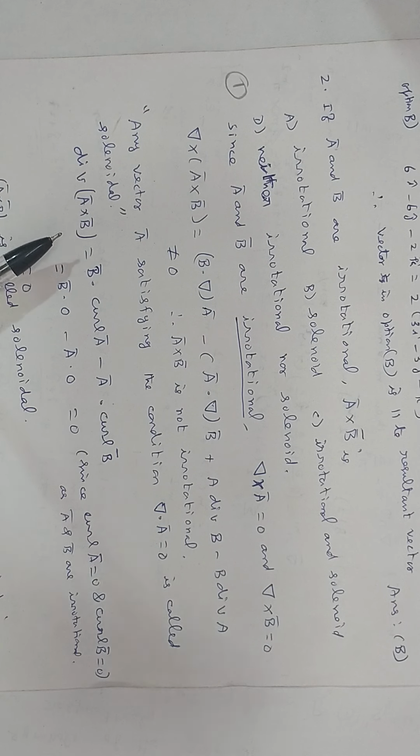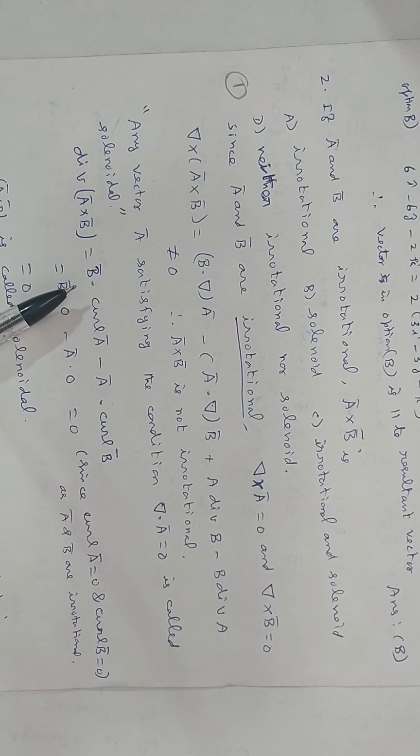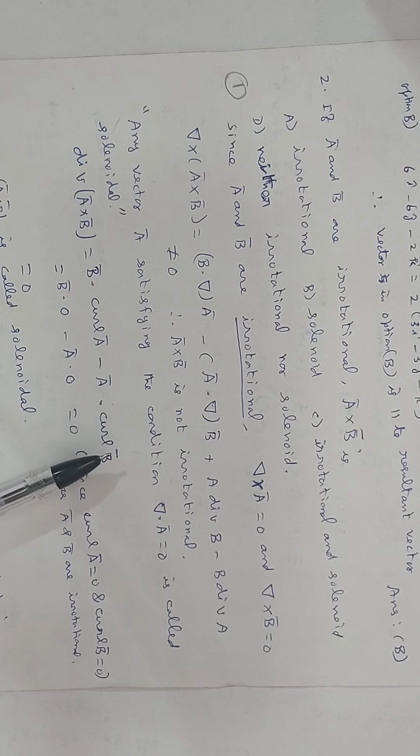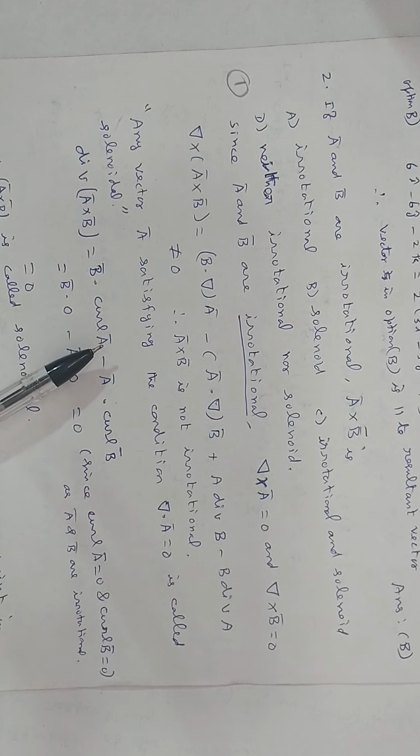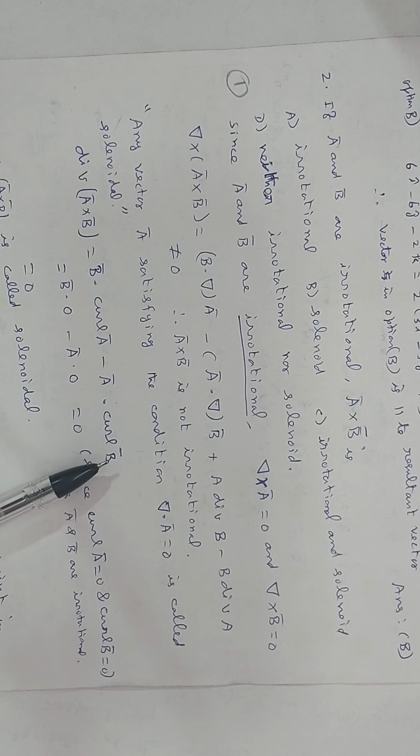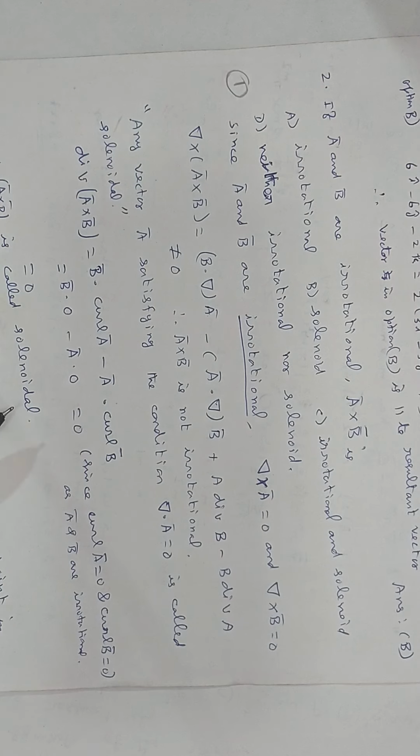So the divergence of A cross B is B dot curl A minus A dot curl B. Let us use this identity. Curl A is 0 because A is given as an irrotational vector. B is also irrotational, therefore curl B is also 0. Therefore, div of A cross B is 0. Div of A cross B is 0 means A cross B is solenoid.